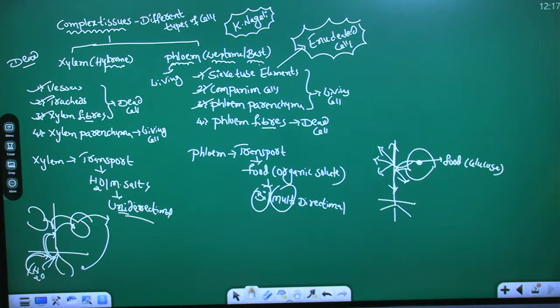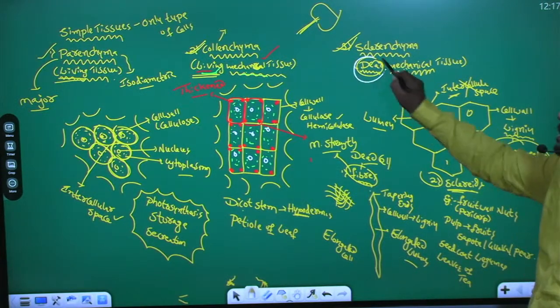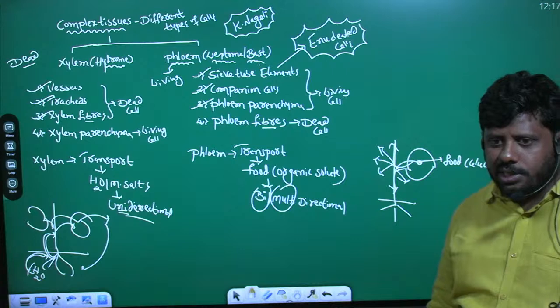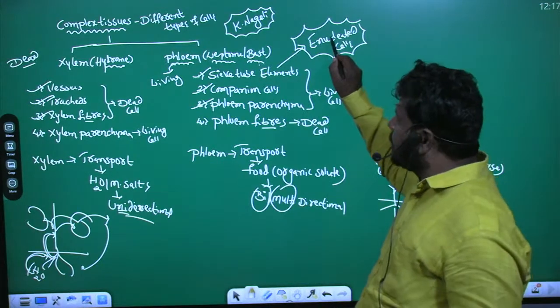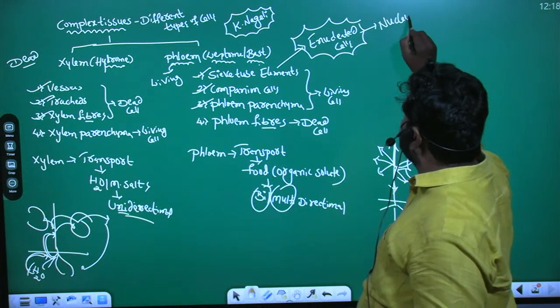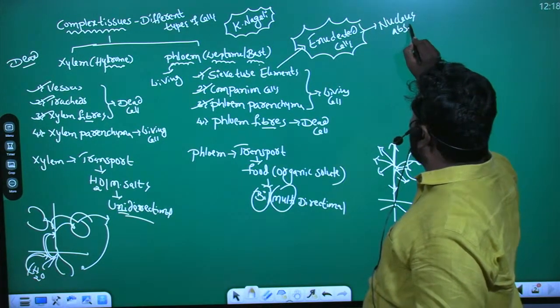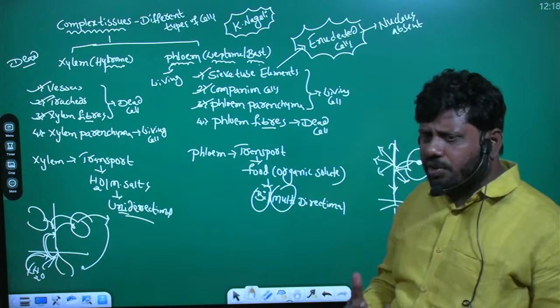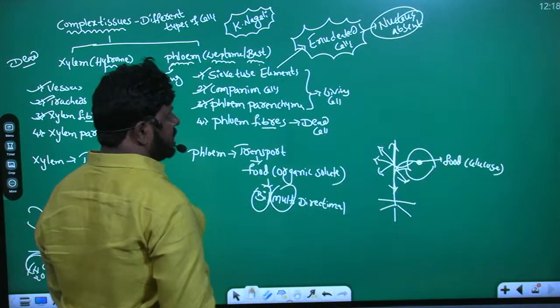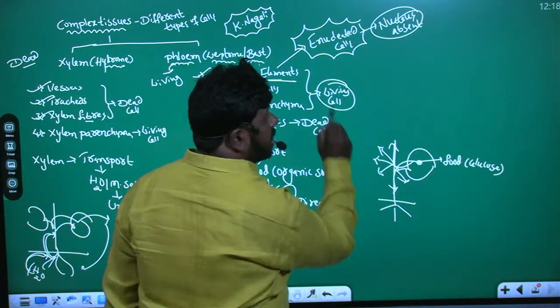Nucleus absent, so is it living or non-living? In general, for example, sclerenchyma is considered dead because at maturity the nucleus is absent. If the nucleus is absent, we generally consider it dead. But sieve tube elements are enucleated cells, and despite the absence of the nucleus, we consider sieve tube elements to be living cells.